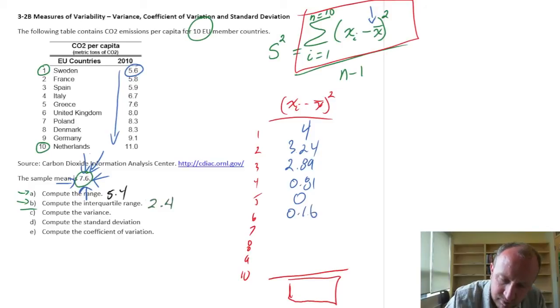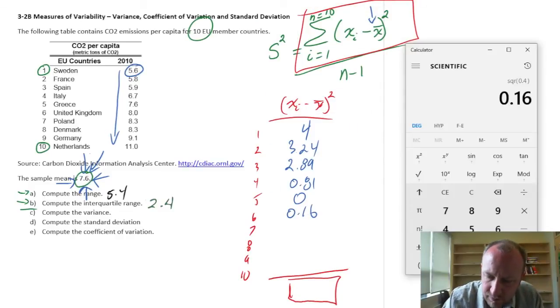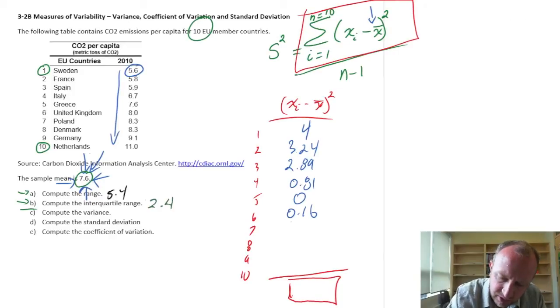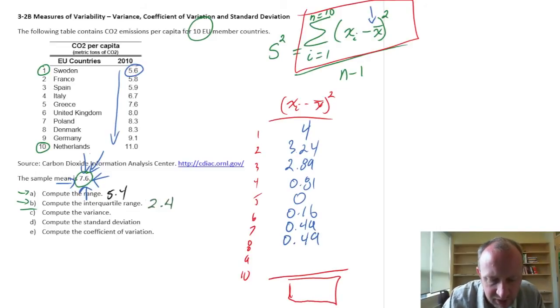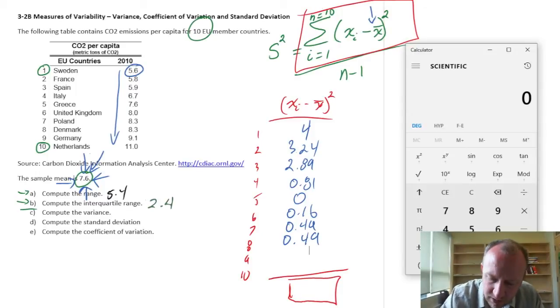Where are we? 16, sum on number 7, 8.3 times, 8.3 minus 7.6 squared, so 0.49. And this one I've got twice, so I can just skip. Poland and Denmark are the same. And now we just have two more. Germany, 9.1.